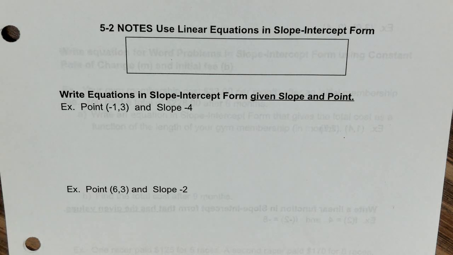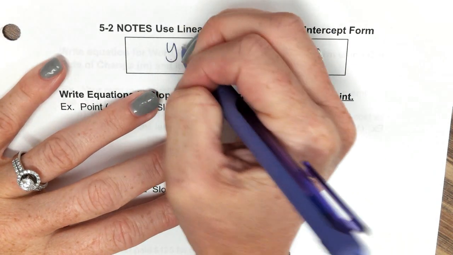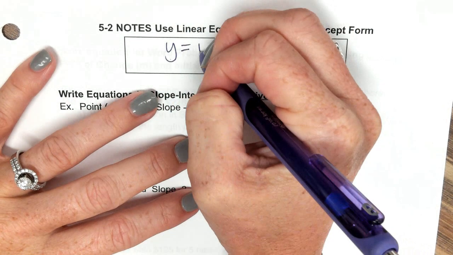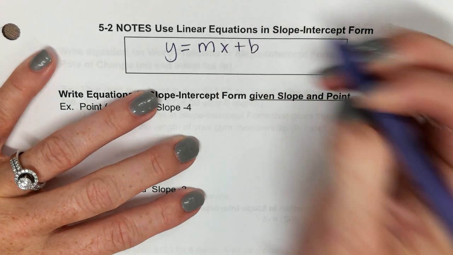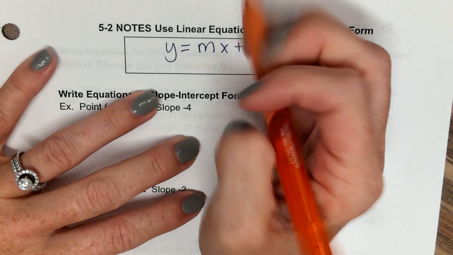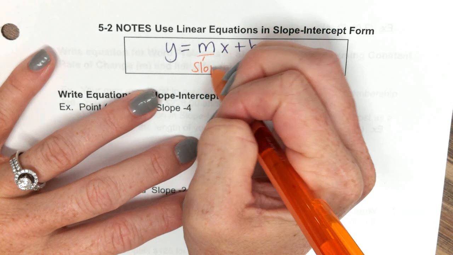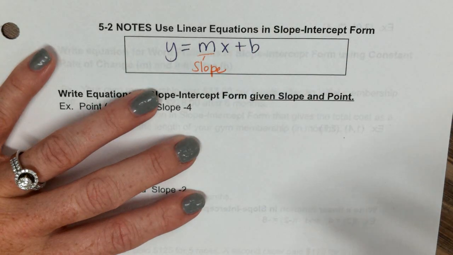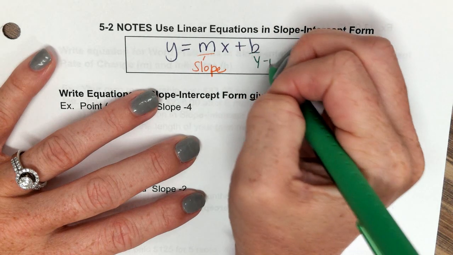Today we're still going to be exploring slope-intercept form. We're just going to look at some other ways that the information could be presented to you. So what is slope-intercept form? Y equals mx plus b, where the m is the slope and the b is the y-intercept.